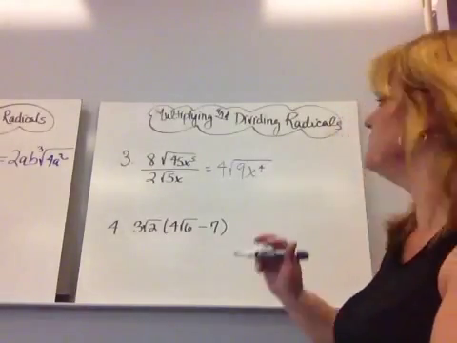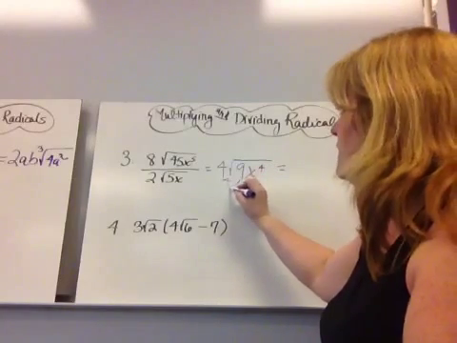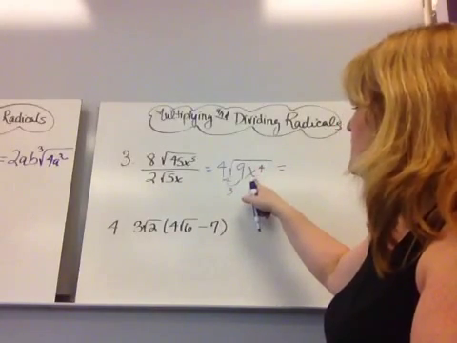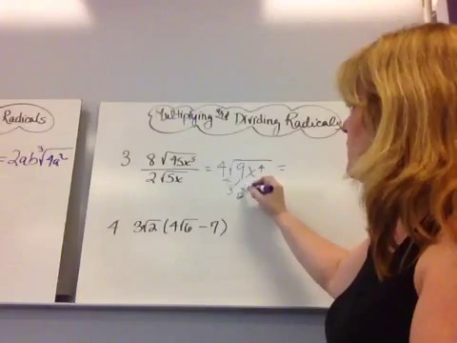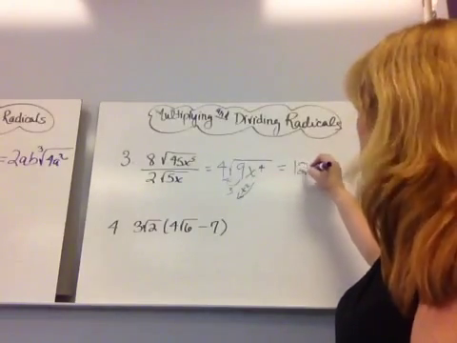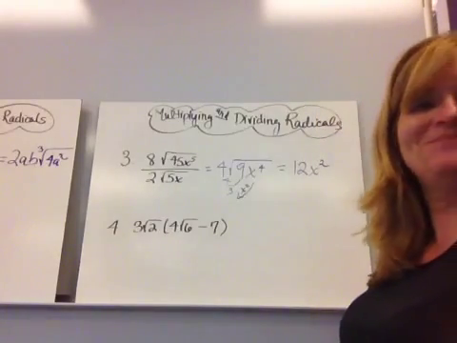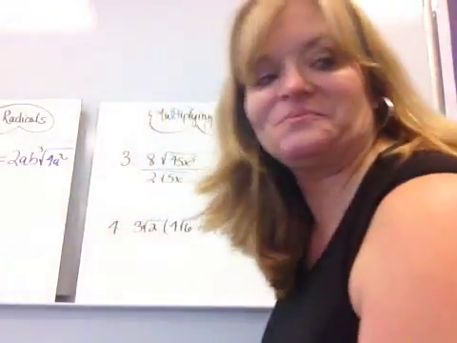Now, I try to simplify that. Well, this is a perfect square, so that can come out as a 3. This is a perfect square. That can come out as an x squared because I have 2 groups of 2. So I actually end up having 12x squared is my answer, simplified. That makes it a lot nicer.